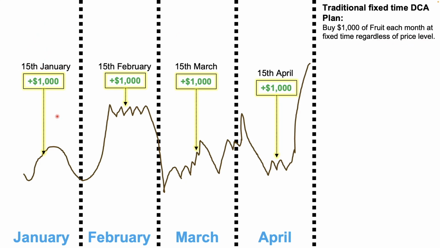So on the 15th of January, the price is over here and you will buy $1,000 of fruit at this price. On the 15th of February, you'll buy another $1,000 at this price. And on the 15th of March, you'll buy another $1,000 of fruit at this price. And on the 15th of April, you'll buy another $1,000 at this price. And in all, you'll get an average dollar cost average at around this price level.